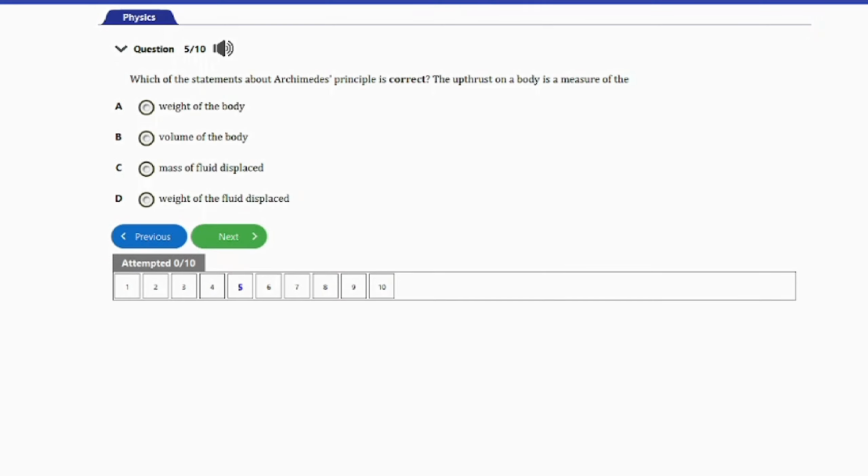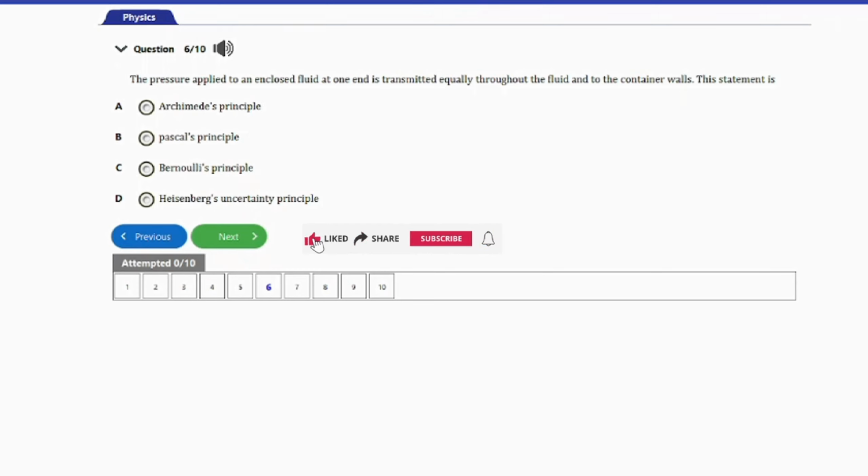So that's question number 5 here. It says, which of the statements about Archimedes' principle is correct? The upthrust on a body is a measure of the A, weight of the body, B, volume of the body, C, mass of fluid displaced, D, weight of the fluid displaced. So guys, the answer to this question is option D, and that's the weight of the fluid displaced. So that's it for this question, option D. So let's go ahead and consider the next question, guys.